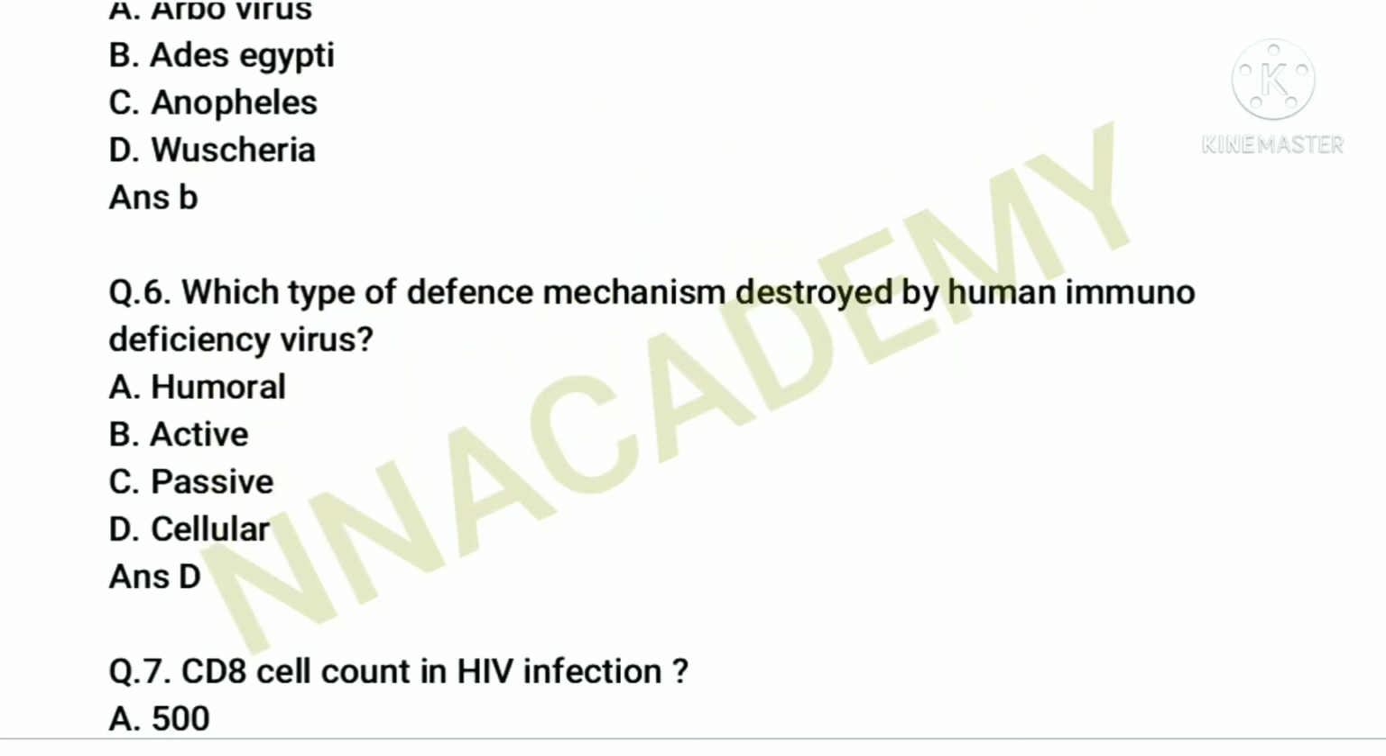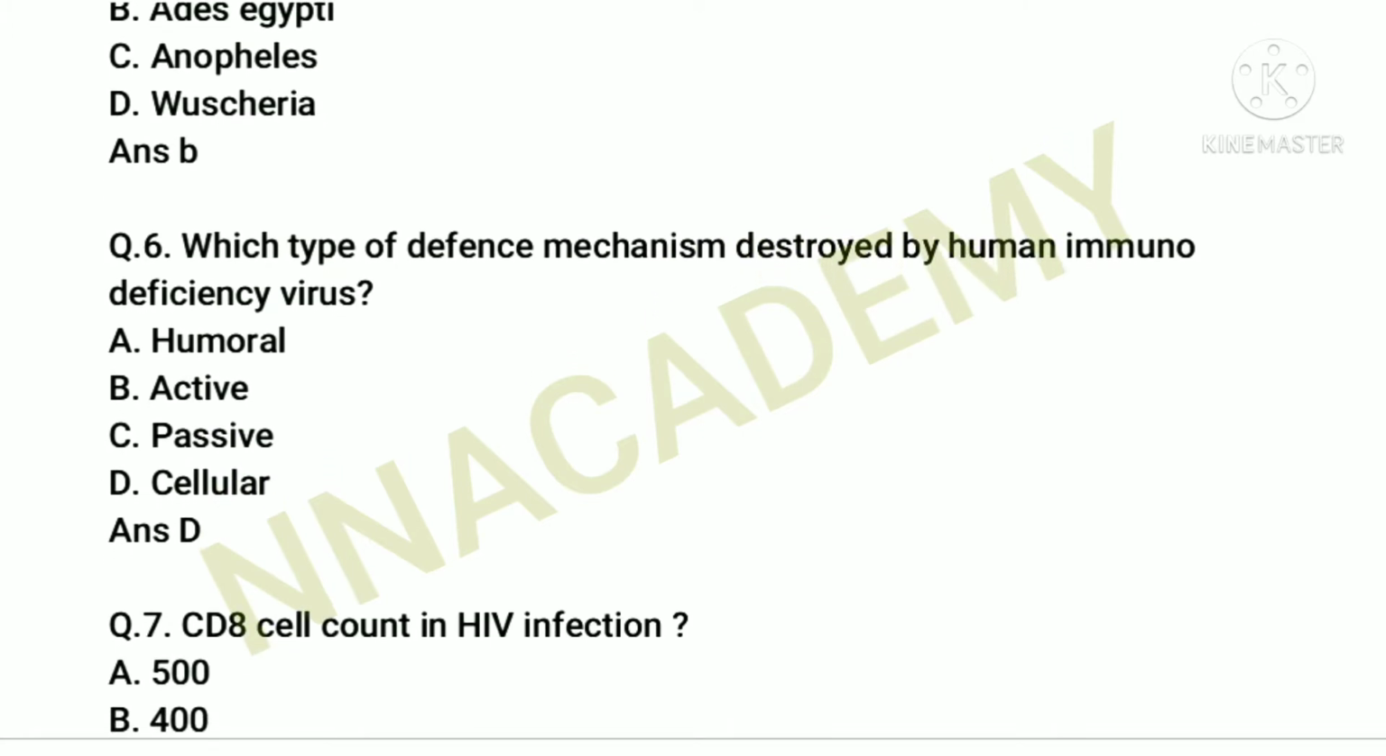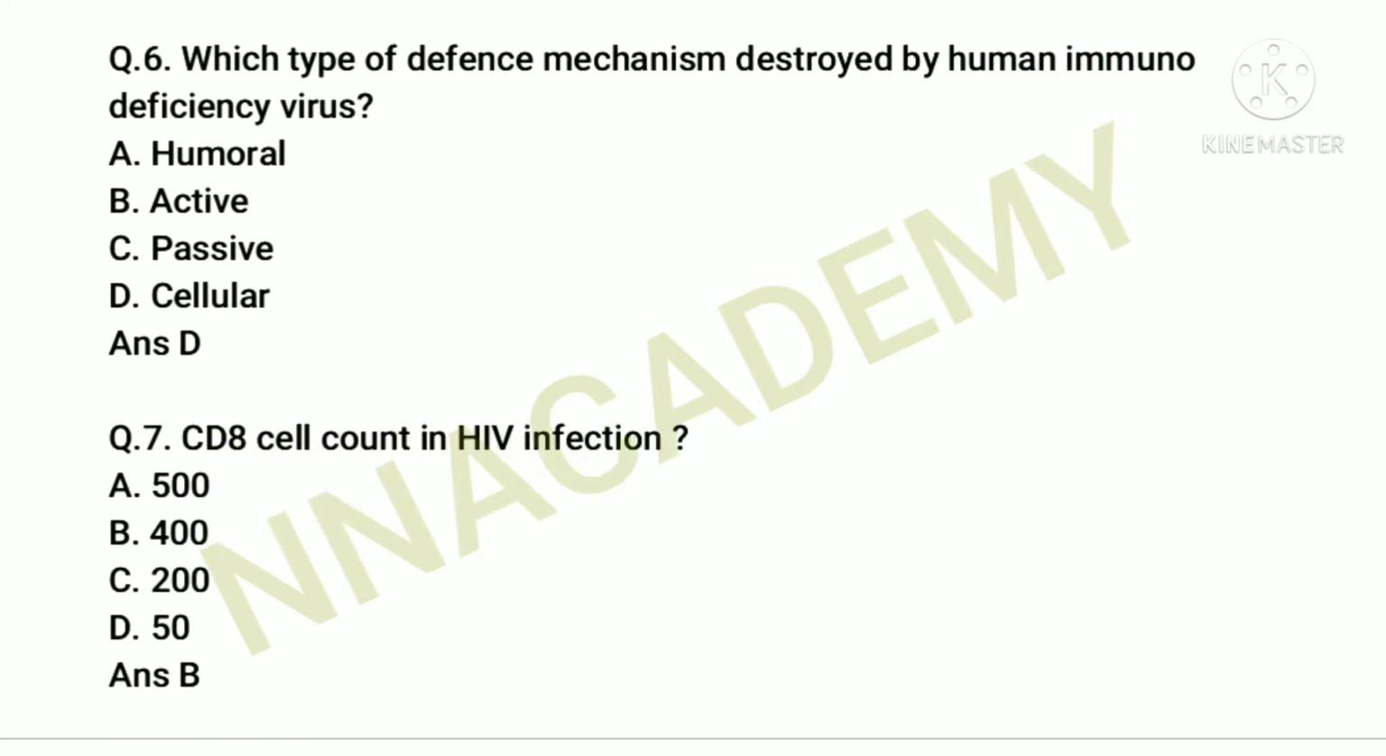Which type of defense mechanism is destroyed by human immunodeficiency virus, that means HIV virus? Options given are option A humoral, option B active, option C passive immunity, and option D cellular immunity. So the right answer here is D cellular immunity. Cellular immunity is destroyed by HIV virus. So when a patient is affected with HIV, the cellular immunity in the body is destroyed.